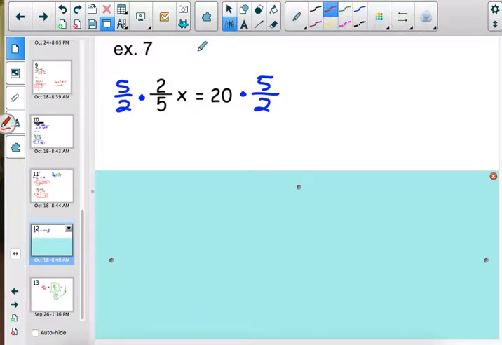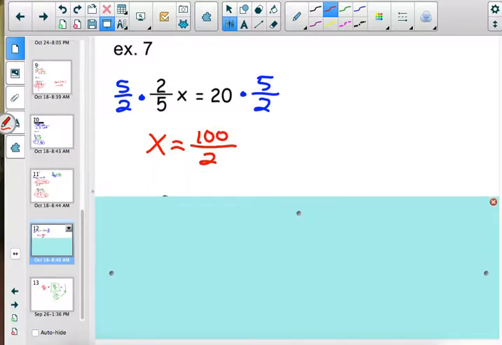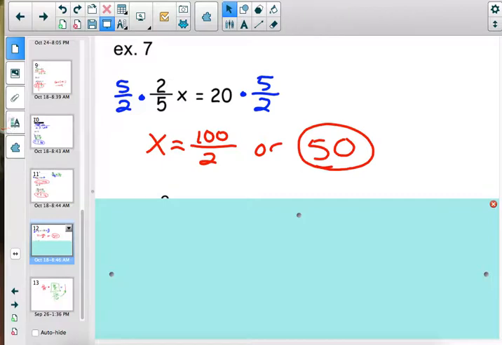1x equals, well, 20 times 5 is 100, divided by 2. 100 over 2 is going to equal 50. x equals 50. Knowledge. Next.